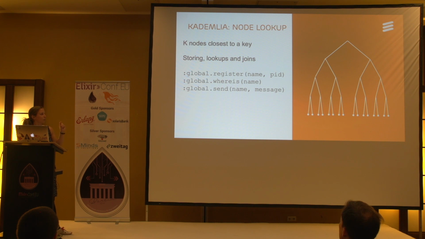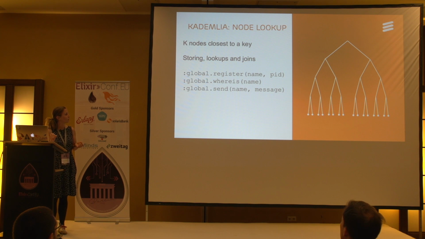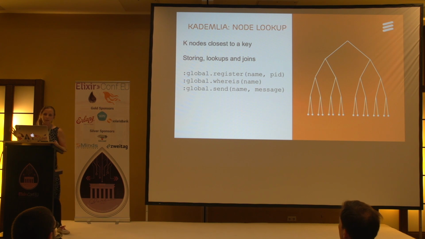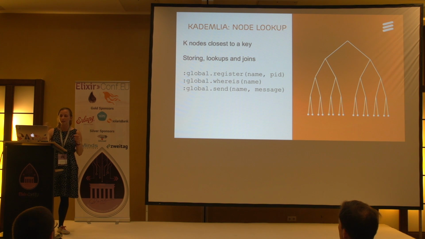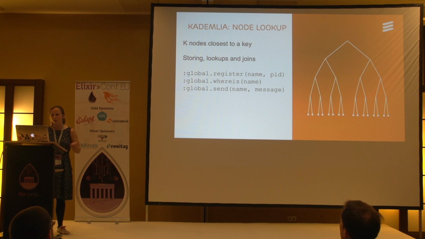So when we call global register in this new version, we would locate the k nodes that are closest to the key, or the hash of the name in our case, and then we would store the name process ID pair on all those nodes. For the where is function, we also use the same lookup functionality to get closer to the name, and then eventually we'll be able to return the process ID. The same will happen during the send, but when we have the process ID, we'll send the message to it as well.